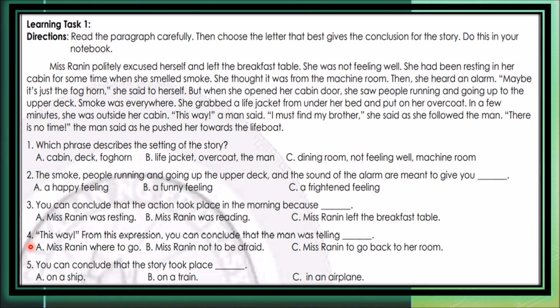So number 4. From this expression, you can conclude that the man was telling A. Miss Runnin where to go. B. Miss Runnin not to be afraid. C. Miss Runnin to go back to her room. Then 5th, you can conclude that the story took place blank. A. On a ship. B. On a train. C. In an airplane.